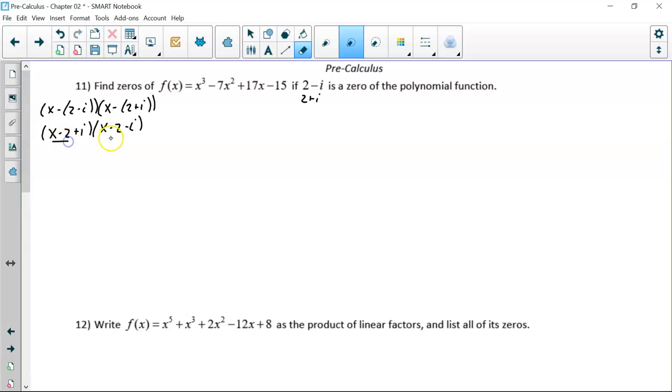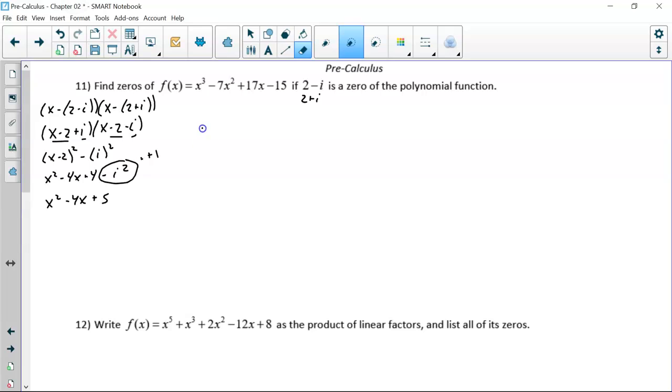So once again, I'm going to multiply by grouping. I'm going to square the x minus 2, and I'm going to square the i. So it's going to be x squared minus 4x plus 4 minus i squared. And that negative i squared is equal to a positive 1. So I get x squared minus 4x plus 5. And you can see once you get used to it, it's a lot quicker to multiply that way.